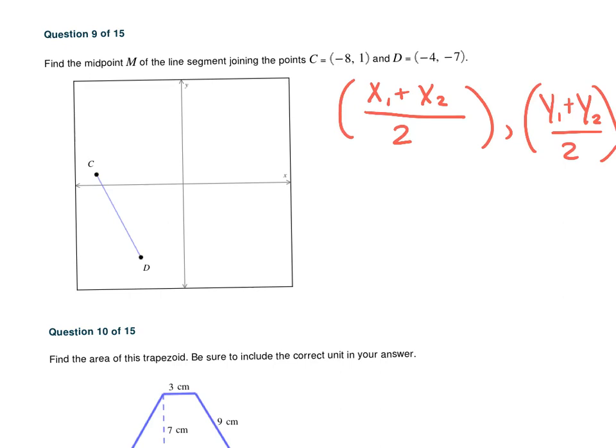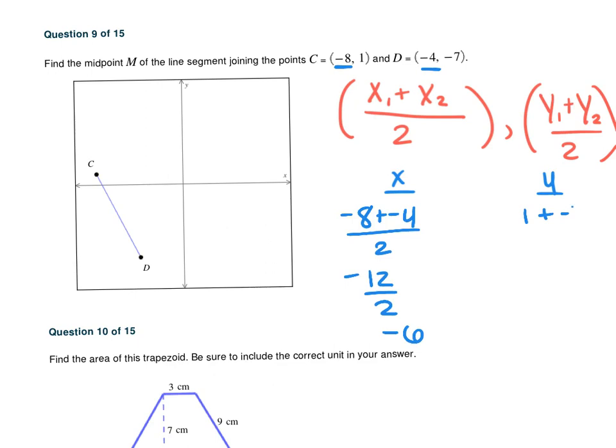So what I like to do is I like to make 2 columns. I have my x column and my y column. And then I add my 2 x's together. So -8 plus -4. Divide that by 2. That's -12 divided by 2, which is -6. And then for my y coordinates, I'm going to say 1 plus -7.